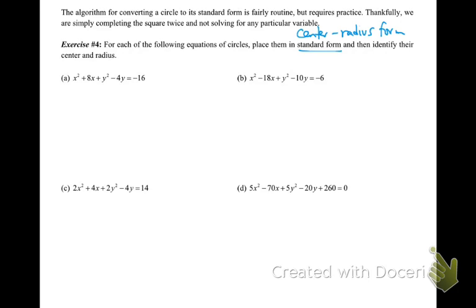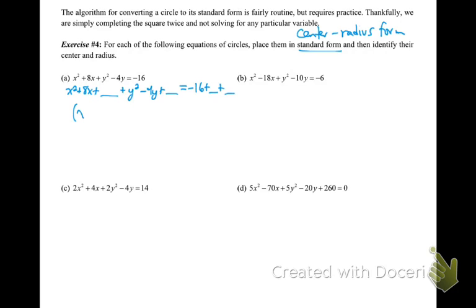So here's letter A. You want to group the x terms together. So we have an x squared plus an 8x. They're already grouped together, which is really nice and convenient. Add a plus blank. We've got to complete the square of the x's. Do the same thing for the y's. Group the y's together. And the number term is always already on the other side, so I'm going to just add plus blank to that negative 16.